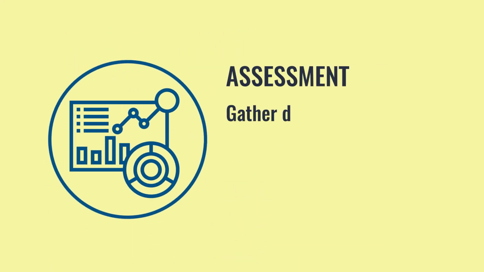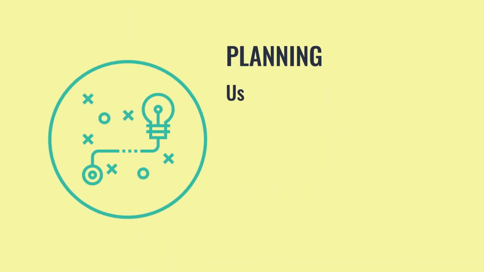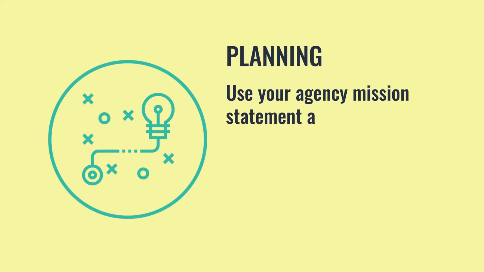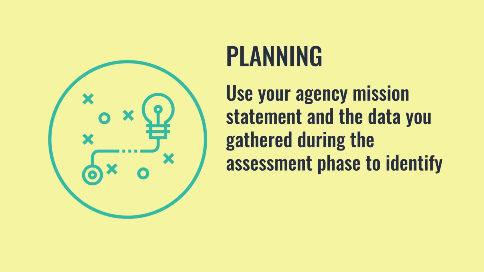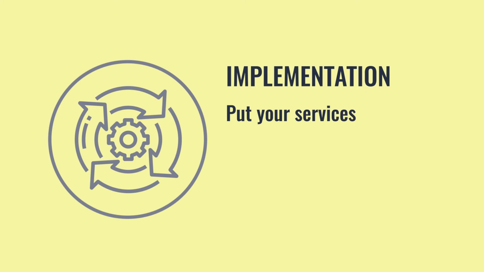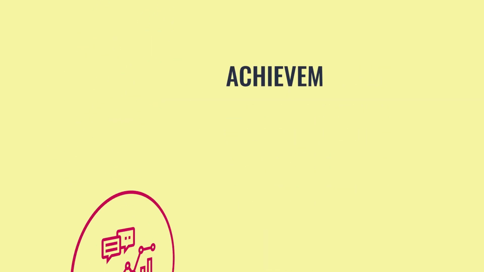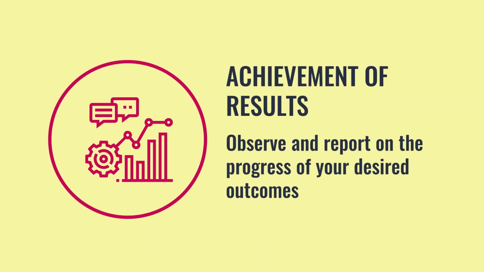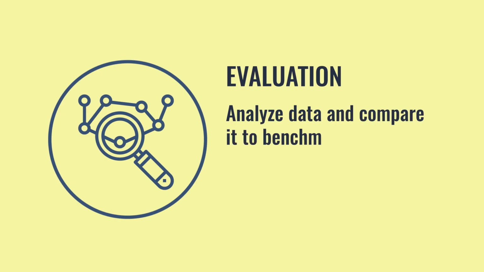In the assessment phase, you gather data on community needs and resources, and agency data. In the planning phase, you use your agency mission statement and the data you gathered during the assessment phase to identify outcomes you want to realize and the services and strategies you will use to achieve those outcomes. In the implementation phase, you put your services and strategies into action, producing results or outcomes. In the achievement of results phase, you observe and report on the progress of your desired outcomes. In the evaluation phase, you analyze data and compare it to the benchmarks.